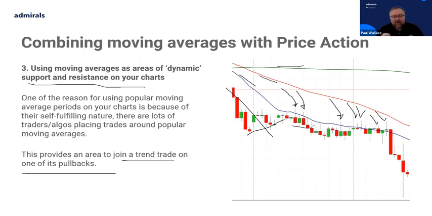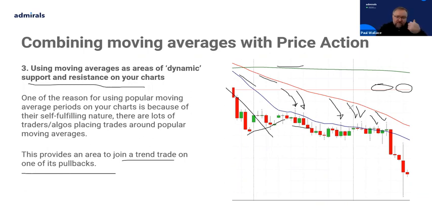Remember, we're looking at these areas as dynamic support and resistance. It's dynamic because those moving averages are constantly changing. Let's say a horizontal level of support and resistance is always there. It's static. A dynamic one is constantly changing and updating as we go through the trades. And this is definitely something that you can utilize. And it's very, very simple, okay?